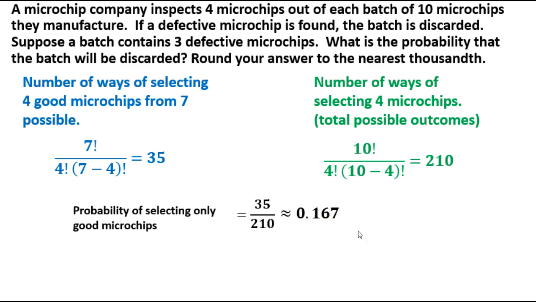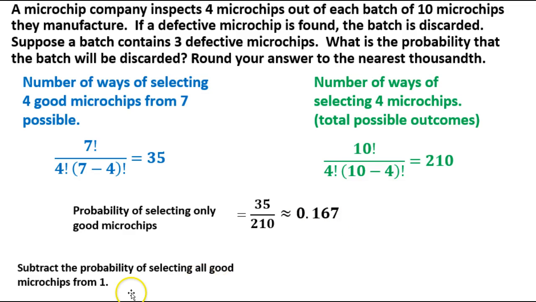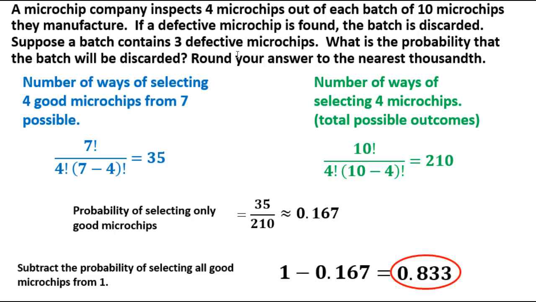Okay, now that gives us the probability of only selecting good microchips, but that wasn't what our question asked us. It asked us for the probability of the batch being discarded. In other words, we have to have one of those microchips be defective. If this is the probability of having all good microchips, the inverse would be the probability we want. In other words, 1 minus this gives us the probability that one of them is defective. We take 1 and subtract this number, and that will give us the probability that one of those 4 is defective. So 1 minus 0.167 gives us 0.833.